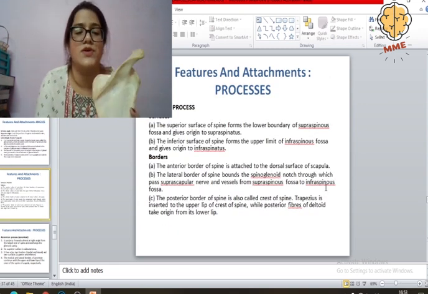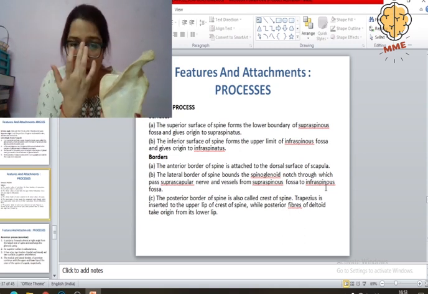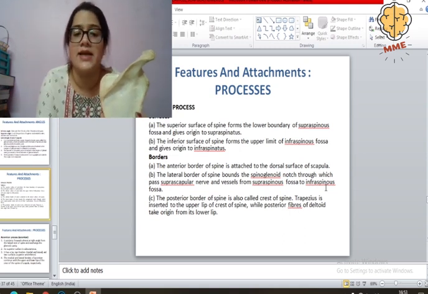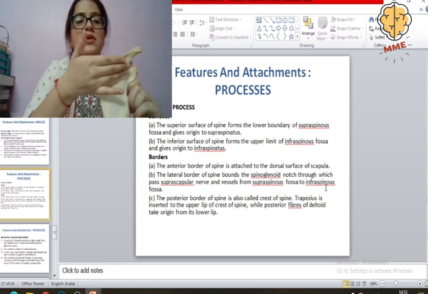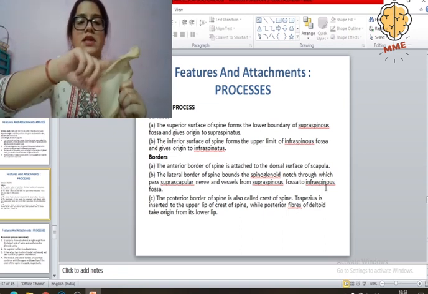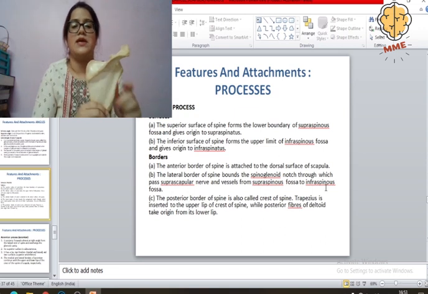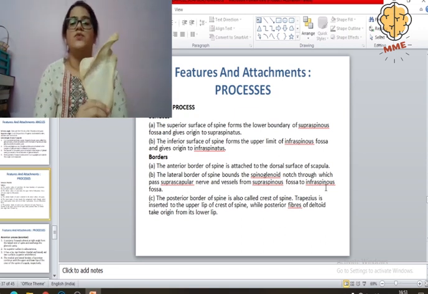Now the spinous process. Again, something very easy. It has two surfaces and three borders. The two surfaces are the superior surface and the inferior surface. This is the superior surface. This is the inferior surface of the spine. Right? The superior surface, what would happen?